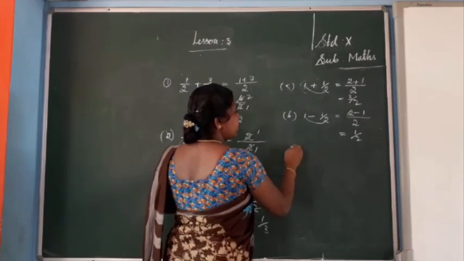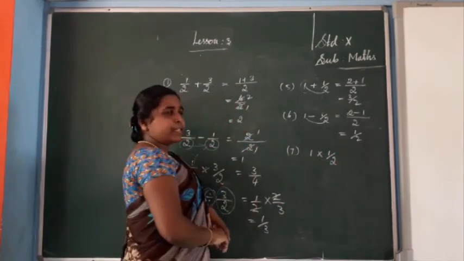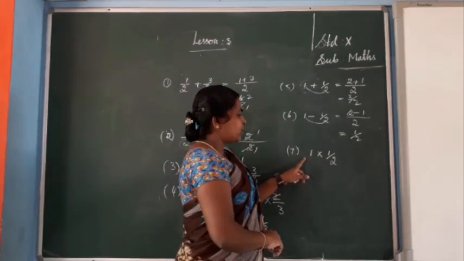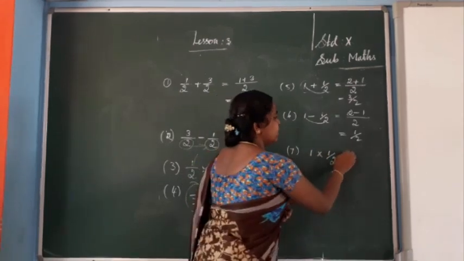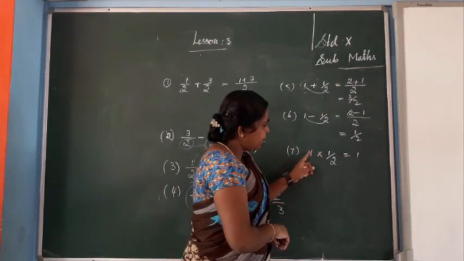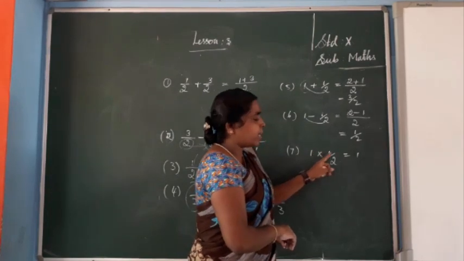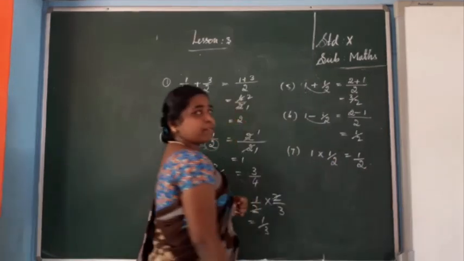Next is the 7th one. 1 into 1 by 2. Some of you are confused here. You just multiply the numerators. 1 into 1, that is 1. You should not write 1 into 2, 2 into 1. Only multiply the numerators. 1 into 1 is 1. Next, what is here? 2. So the answer is 1 by 2.